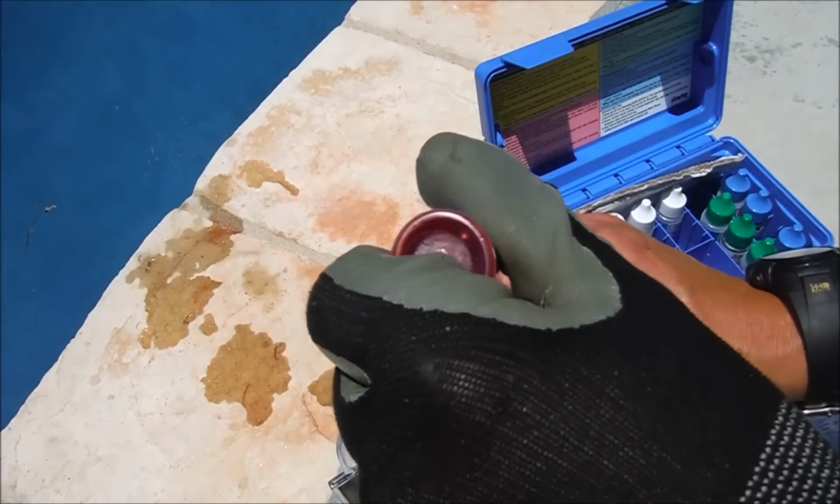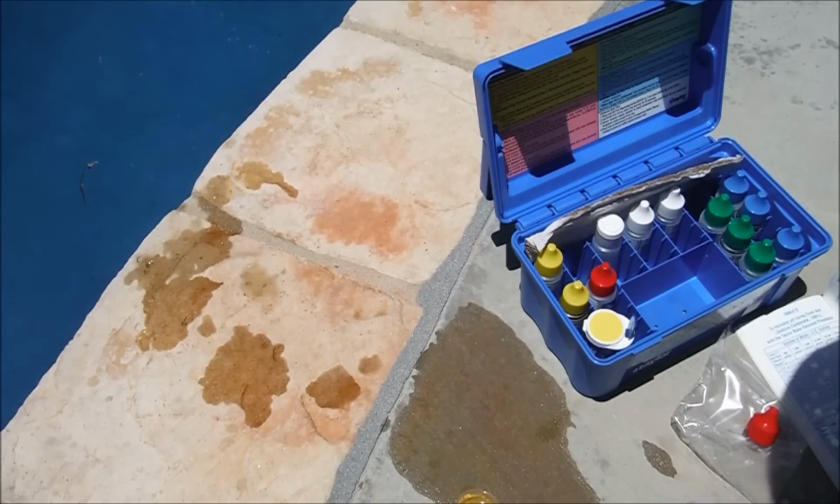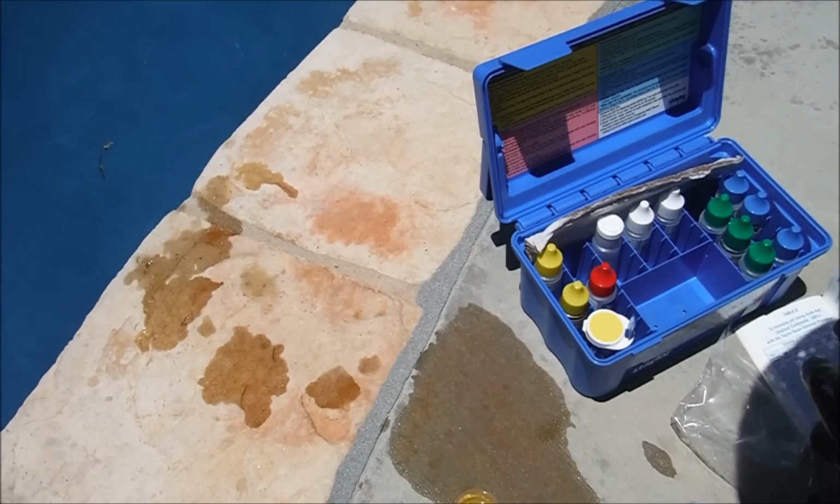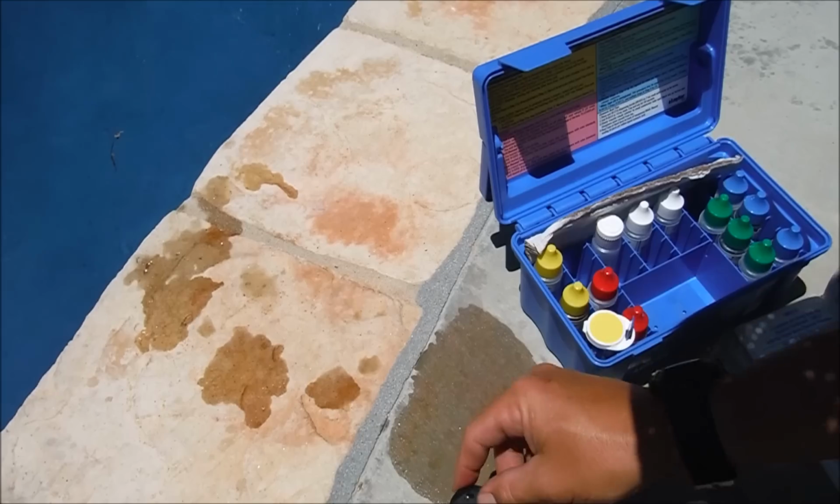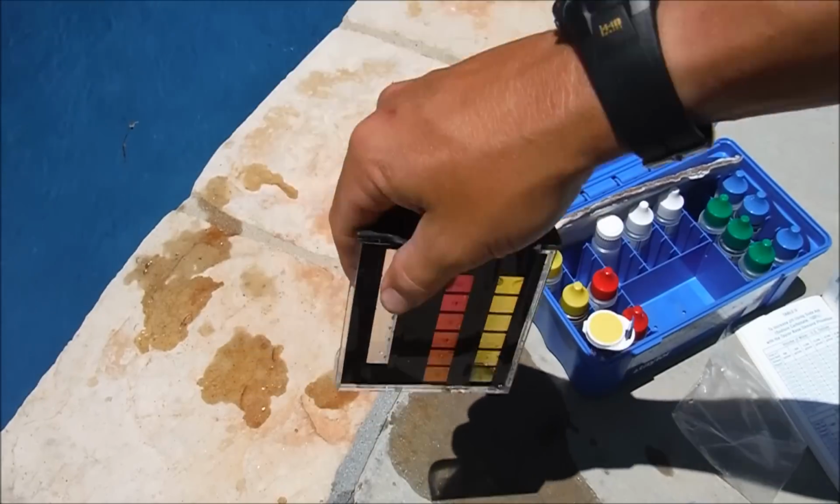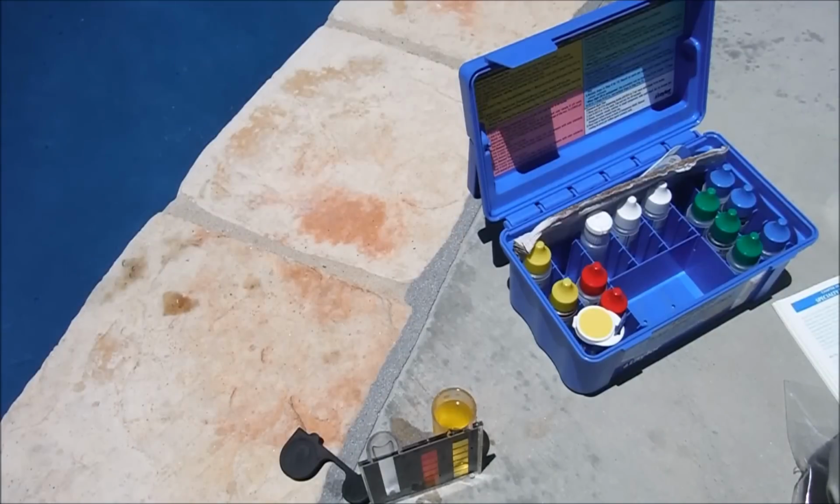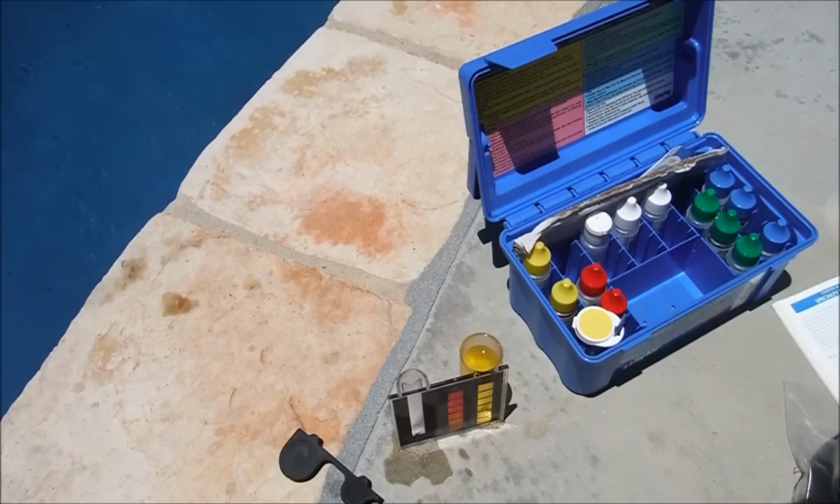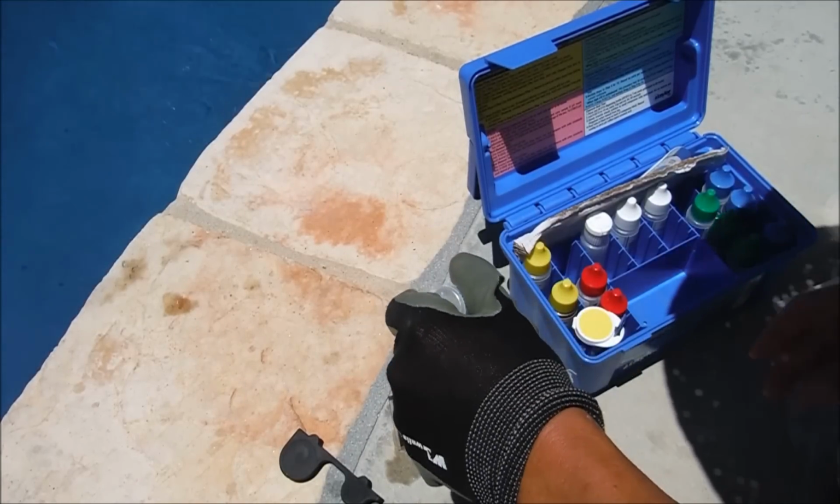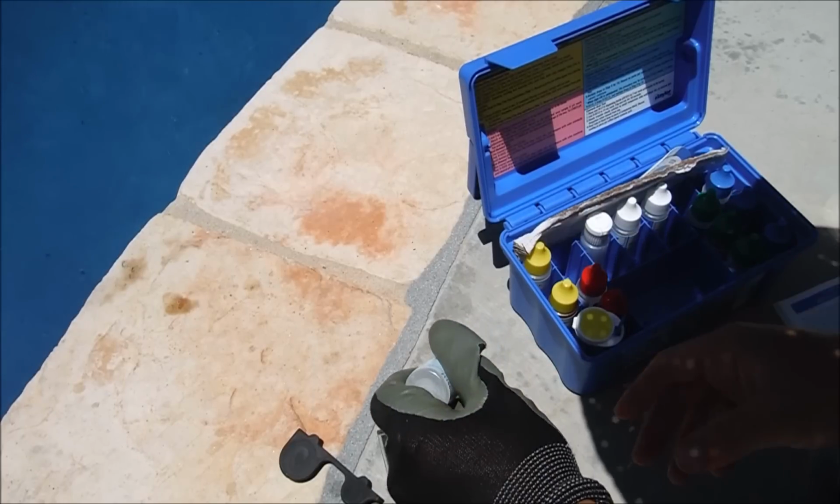Add 5 drops. It's going to be pretty low, obviously. There we go. I'm going to add the R6 here. I'm going to count each drop until it gets to the desired pH color.